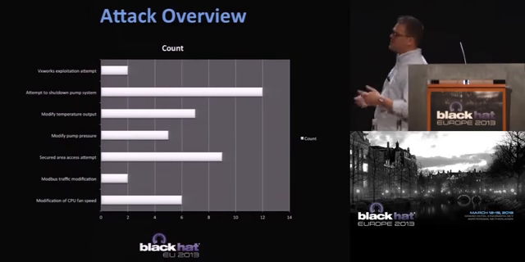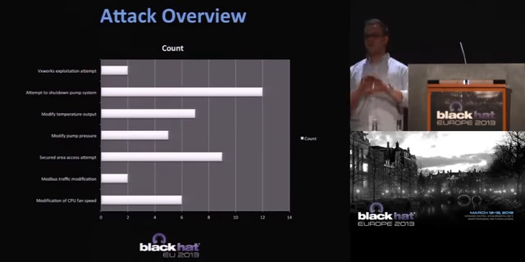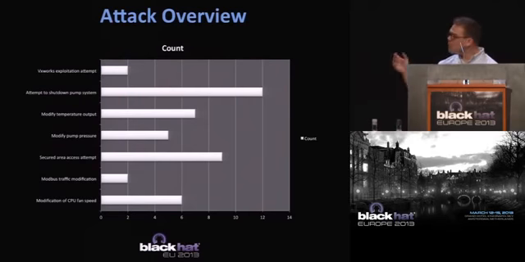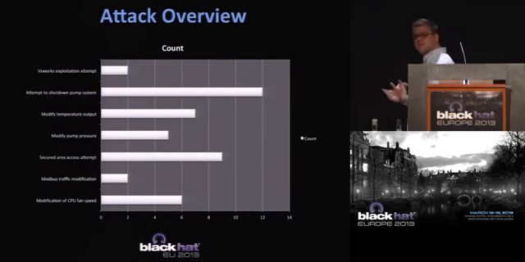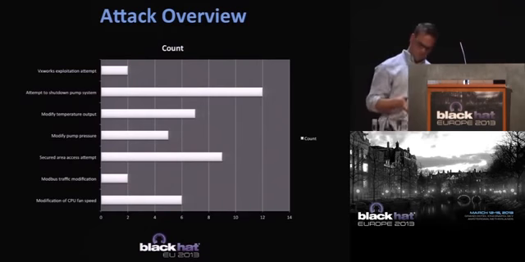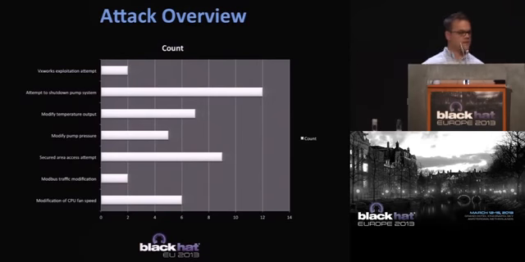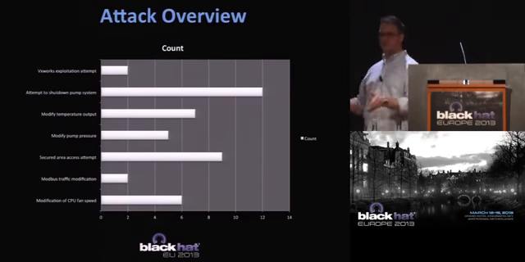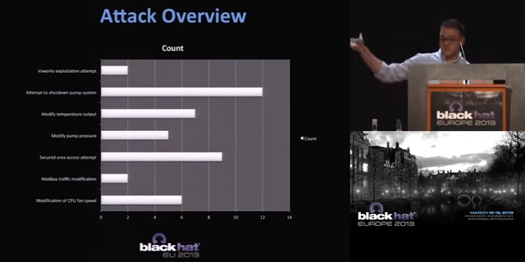Then there were 12 attempts to shut down the pump system. I'm using that as a catch-all, essentially just a category. Whenever I say there's an attempt to shut down the pump system, that can be from someone gaining access through the admin site and clicking shut down and submitting it, or it could be someone actively modifying DNP3 or Modbus to shut down the system. So I use that as a broad category to cover everything that was attempting to shut down that pump.